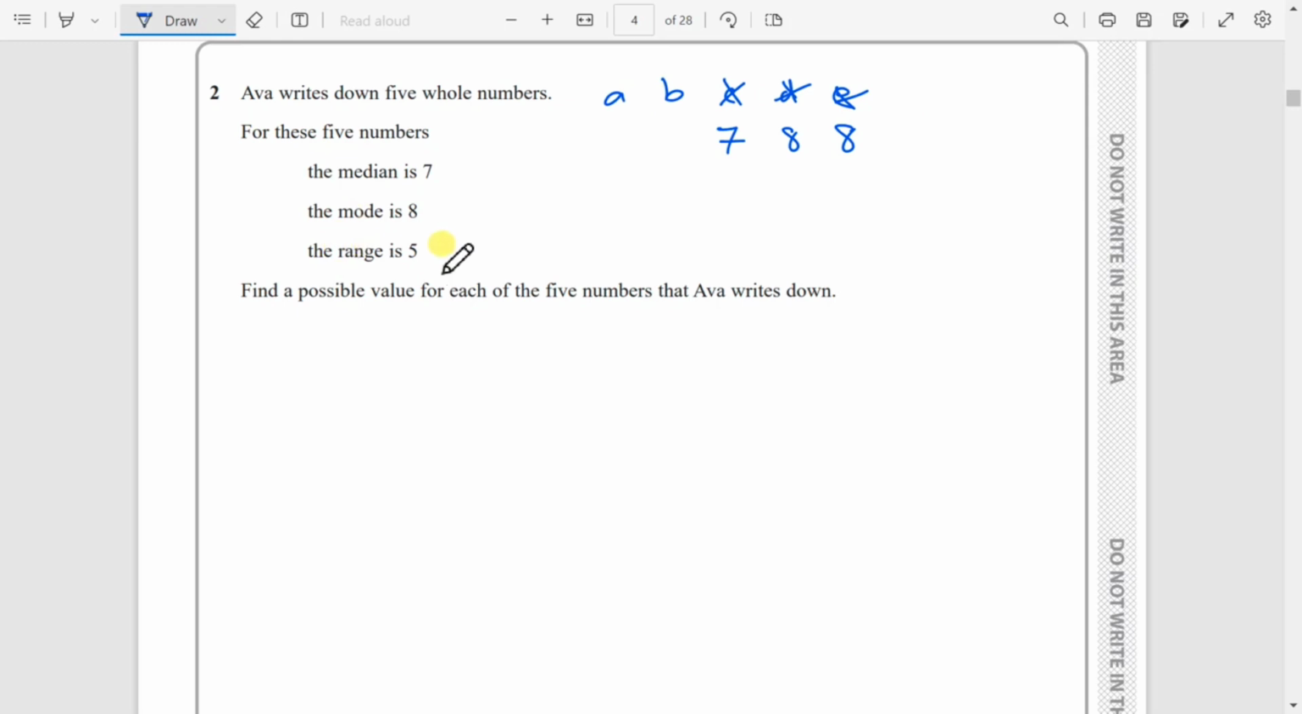Now the range is 5. This means the difference between the biggest number and A must be 5. So 8 take away 5 should give us 3. Yep, 3 plus 5 is 8. That means B could be literally any number between 3 and 7, so I'm just going to say 4. Now find the possible value for each of the 5 numbers. Boom, that's it. That's our 5 numbers, guys.